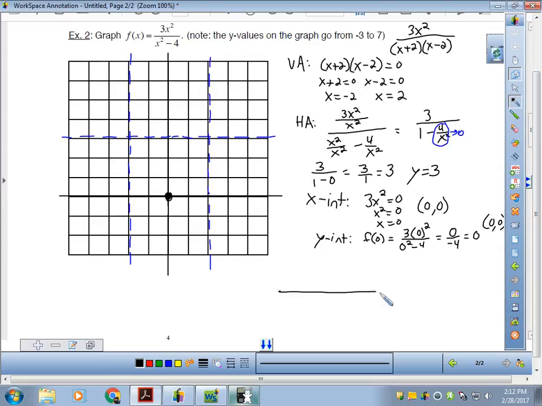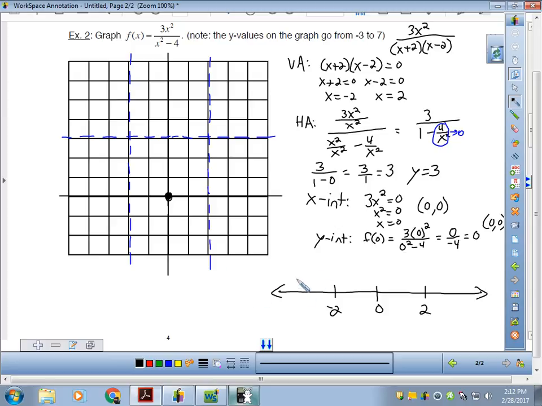Now we're going to do our little bit of sign analysis. Remember, for sign analysis, you're looking at what happens around the vertical asymptotes and around the x-intercepts. So I have a vertical asymptote at negative 2. I have an x-intercept at 0. And I have another vertical asymptote at 2. So I actually have 4 separate intervals: negative infinity to negative 2, negative 2 to 0, 0 to 2, and 2 to infinity.